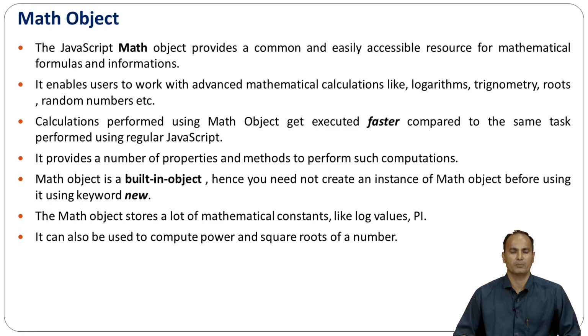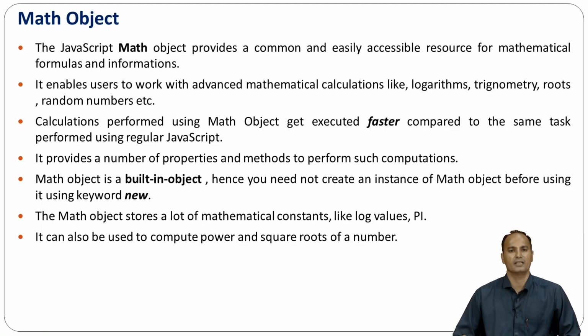The JavaScript math object provides a common and easily accessible resource for mathematical formulas and information. It enables users to work with advanced mathematical calculations like logarithms, trigonometry, roots, random numbers, etc. Calculations performed using the math object get executed faster compared to the same task performed using regular JavaScript. It provides a number of properties and methods to perform such computations.